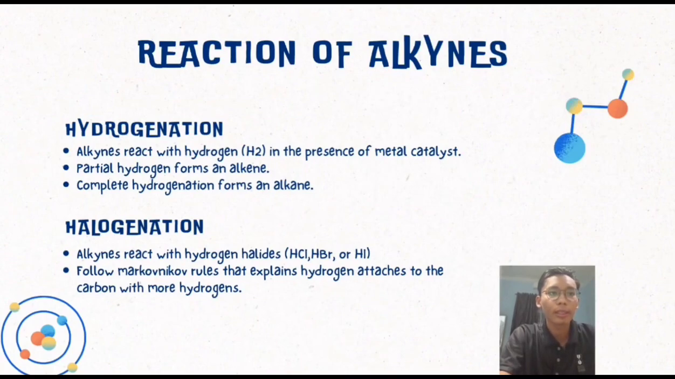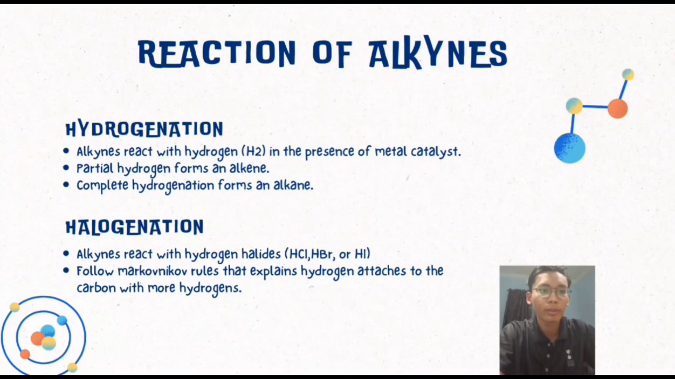Next is reaction of alkynes. The first reaction of alkynes is hydrogenation. Alkynes react with hydrogen, H2, in the presence of a metal catalyst. Partial hydrogenation forms an alkene. Complete hydrogenation forms an alkane. Secondly is halogenation. Alkynes react with hydrogen halides: HCl, HBr, HI. It follows Markovnikov's rule, which explains that hydrogen attaches to the carbon with more hydrogens.